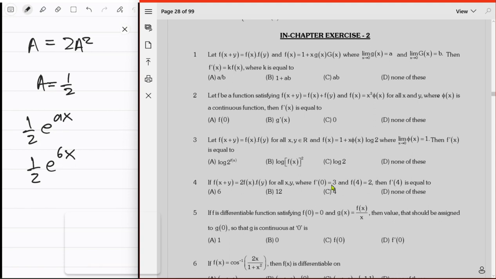Something's not going correct. f'(0)... what is going wrong for all x, y? Now it must be like this, right? It's a multiplication over there. How can this even be? How can f(4) be something like 2? It's supposed to be e power 24 upon 2. It doesn't make any sense.